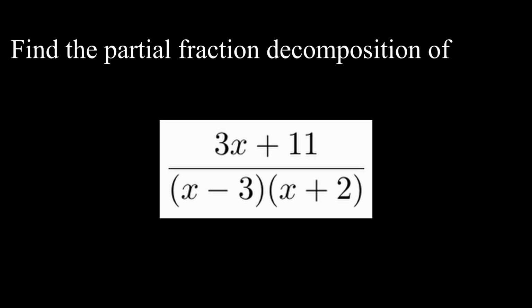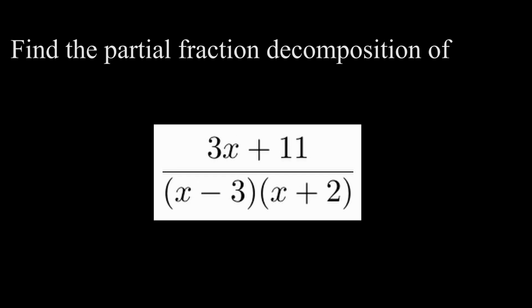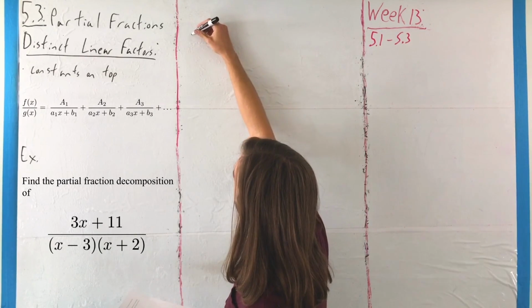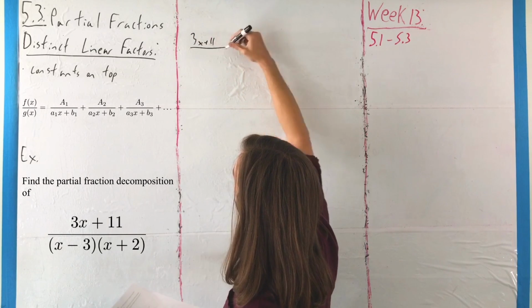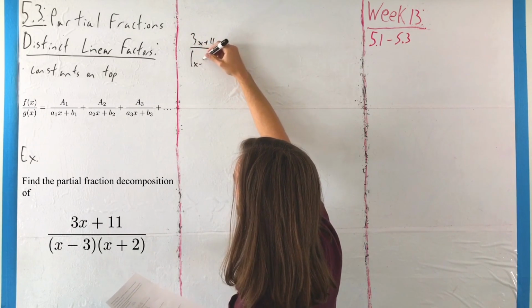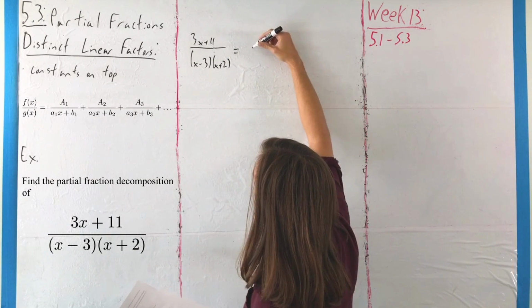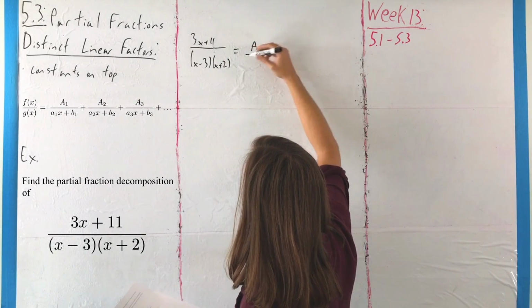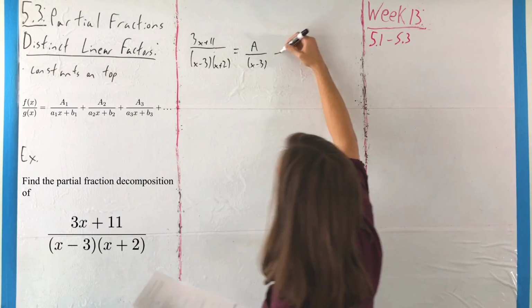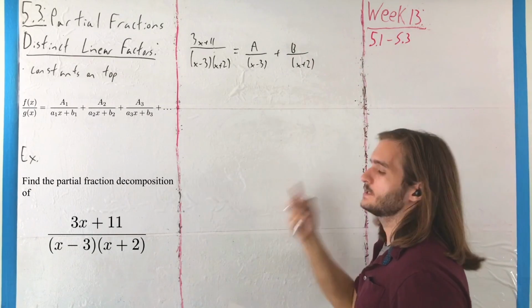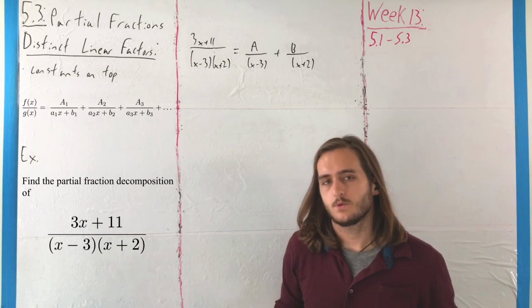So first, we want to find the partial fraction decomposition of (3x plus 11) over (x minus 3) times (x plus 2). So for this, we have our already factored denominator set up for us. This 3x plus 11 over (x minus 3) times (x plus 2) can be rewritten in terms of a constant coefficient A over x minus 3 plus a constant coefficient B over x plus 2.